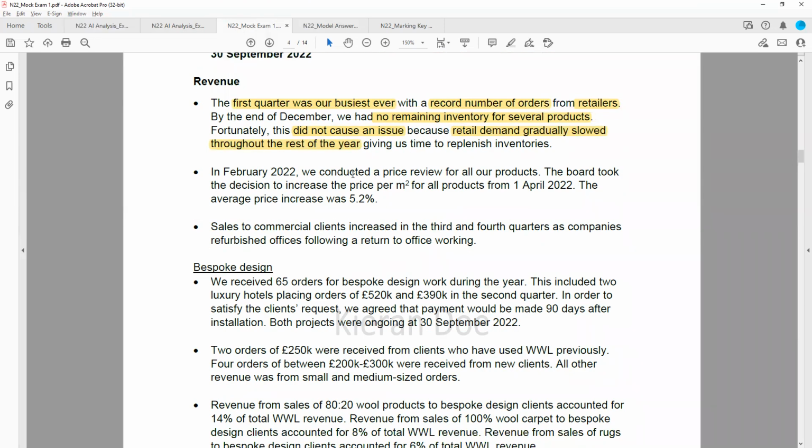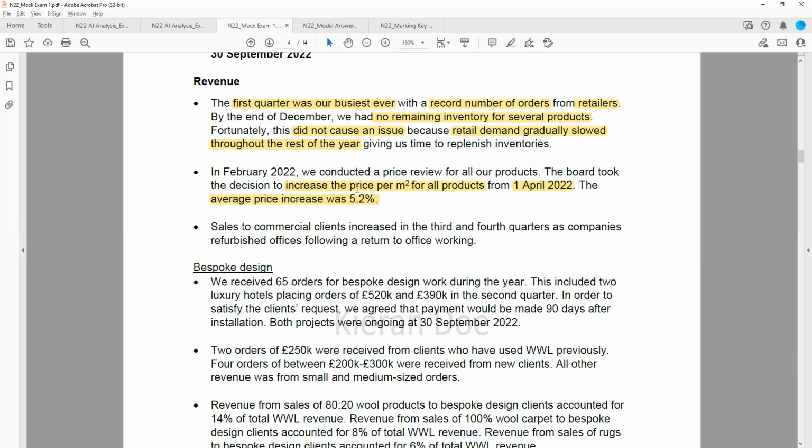February 22, price review for all products. We took the decision to increase the price per meter square for all products from this date. Average price increase was 5.2%. Again, another reason why revenue will have gone up.